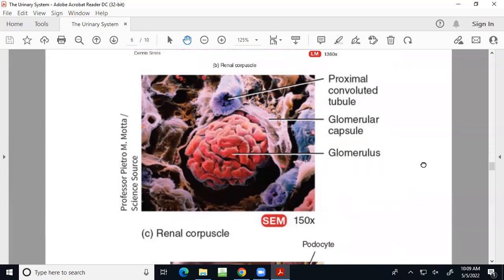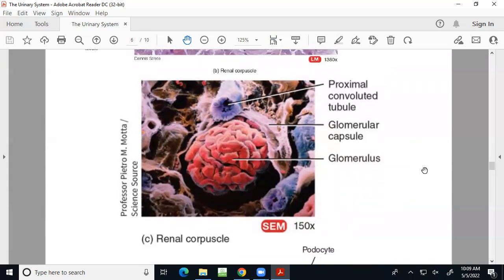It's showing you the interior of a corpuscle zoomed in 150 times. It kind of looks like a little brain, but it just really demonstrates just how long and winding that capillary network really is inside of the capsule, which has been opened up.